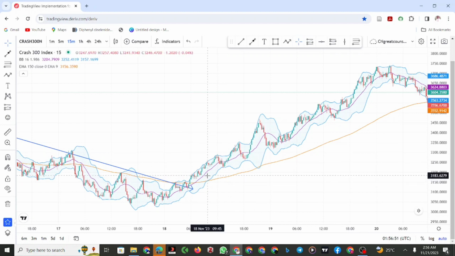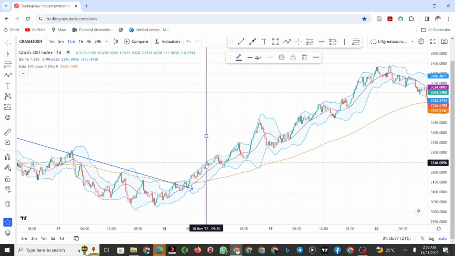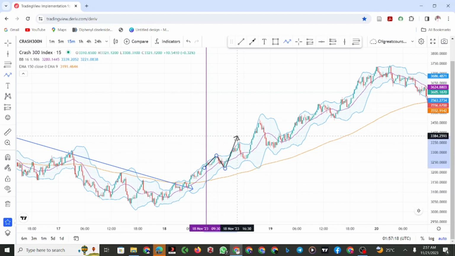Okay, after this point, let me press my vertical line so that you will get the point. This was the point where everything crossed, okay, including the lower line of the Bollinger Band. And what happened? After the crossing, there was what? A pullback. Okay, there was a pullback. Okay, the pullback happened here. The pullback got to the lower line of the Bollinger Band. What happened next? Boom, it moved up.